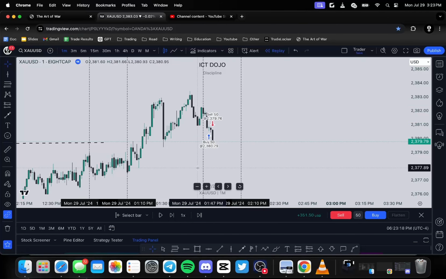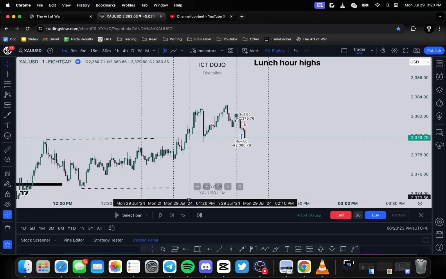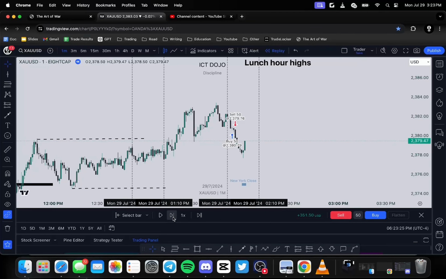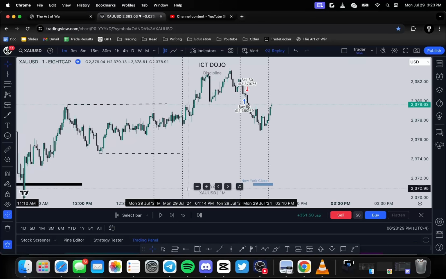And we got out. Okay, price wanted to run lower. Maybe it's going to draw into these lows here. So let's just let it run. I think it can still go lower here.